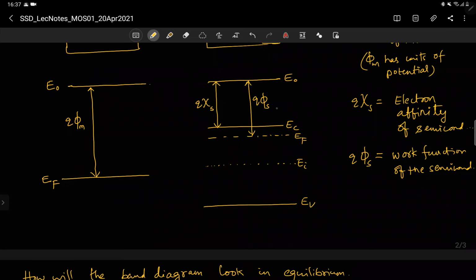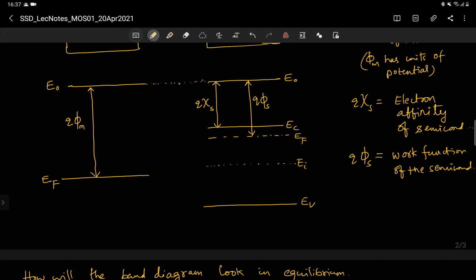So the energy required for that is what is defined as electron affinity in the case of solid state devices. So E naught minus EC gives you this electron affinity, which is denoted by q chi S for the semiconductor. So you know that both E naughts will be the same. Even though they are far apart, E naught is the vacuum level just outside the metal or outside the semiconductor, so they will be zero.